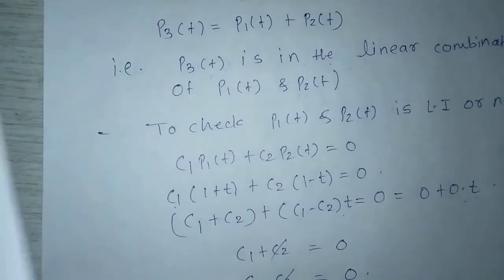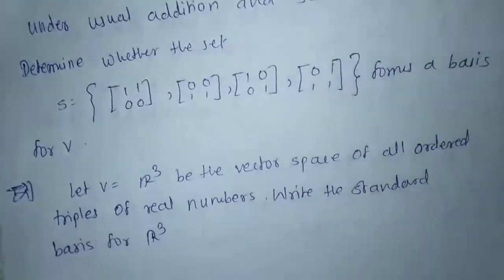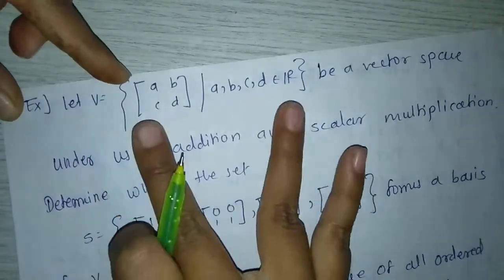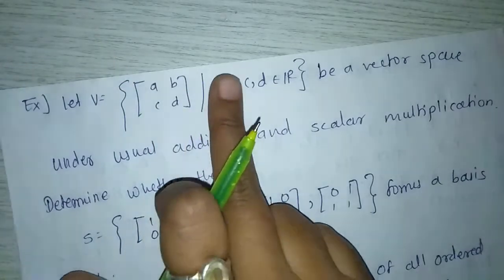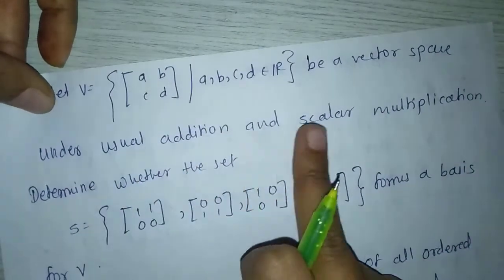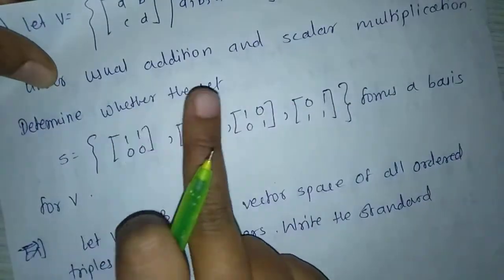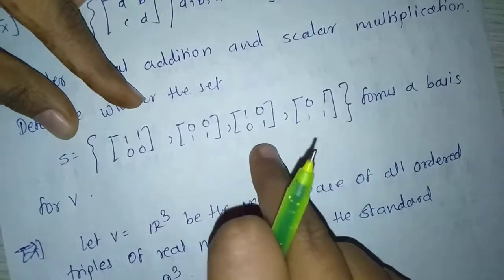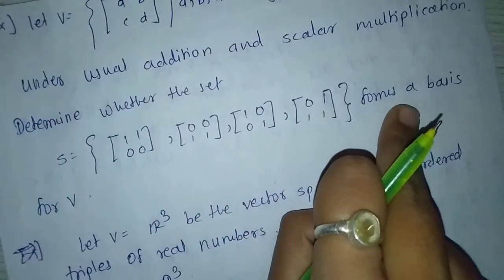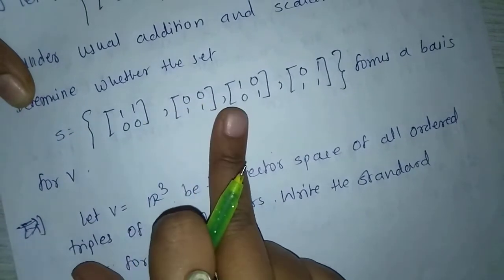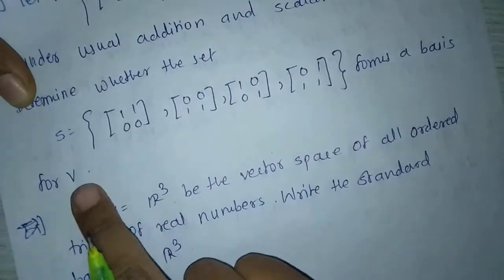Next is an exercise for you. Example, let V equal to the set of ABCD, meaning 2 by 2 matrices with real entries, where A, B, C, D belong to R, be a vector space under usual addition and scalar multiplication. Determine whether the set S equal to the matrices 1 1 0 0, 0 0 1 1, 1 0 0 1, 0 1 1 1 forms a basis for V. Here you have to check that for a basis, S is linearly independent and S spans V.